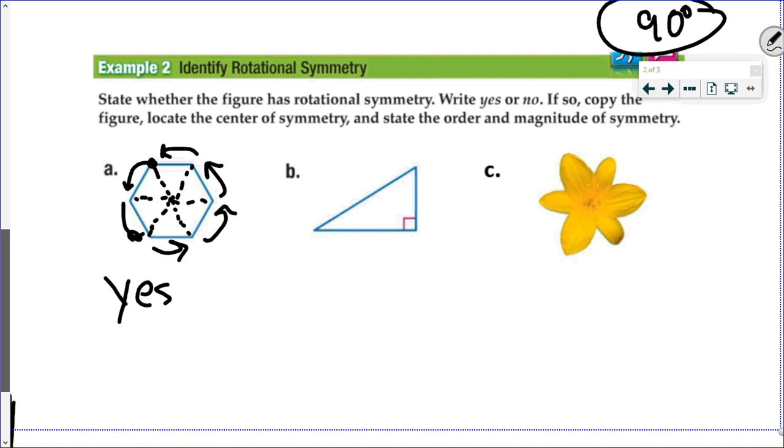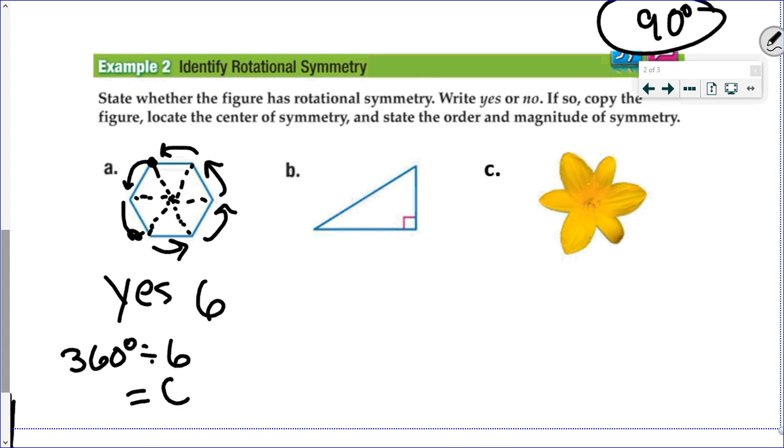Right. So it has order of symmetry of 6, and so the magnitude, again, magnitude is just 360 divided by the order. So we'd see the magnitude of rotation, or magnitude of symmetry, would be 60 degrees.